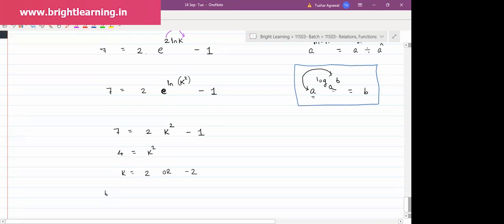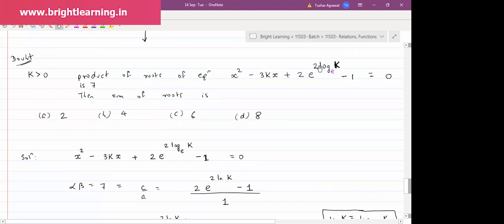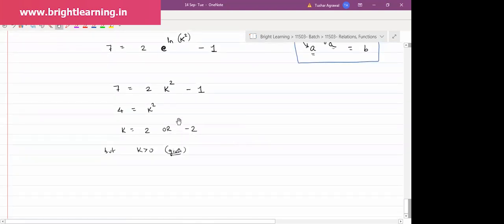But given that k is greater than 0, the question only says that k is greater than 0. Otherwise log k is also not defined. If k is not greater than 0, log k is also not defined. So because of that, we will discard this value of negative 2. k will be equal to 2, and since k is equal to 2, what is my sum of the roots?